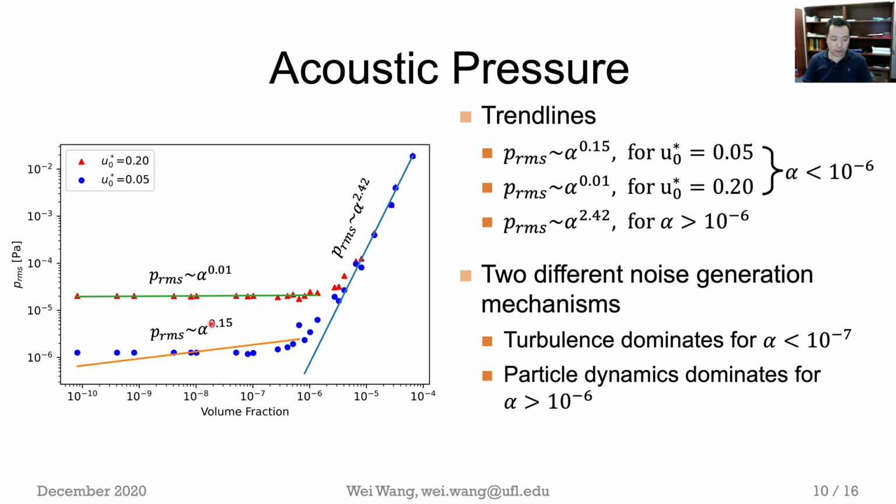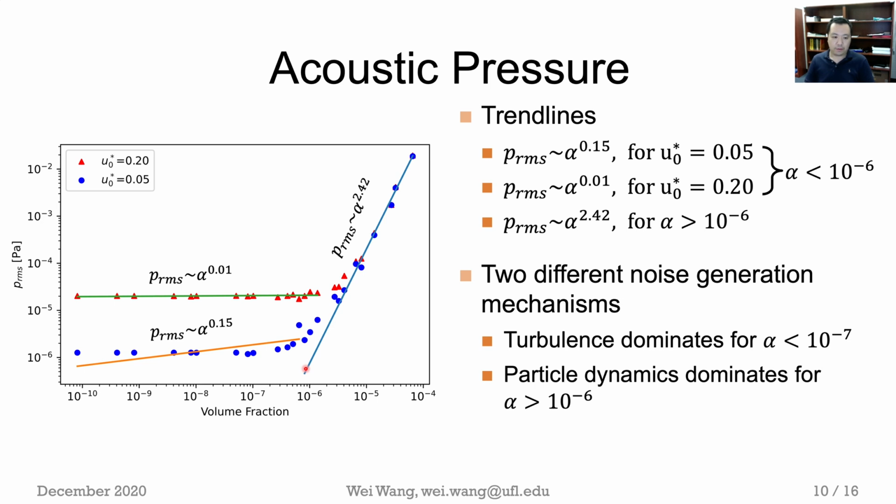We can see that changing the volume fraction doesn't impact the flow when it is lower than 10 to the power of -6. And if we fit a trend line here, the PRMS goes as volume fraction to the power of 0.01 and 0.15 for the U0 of 0.05 and 0.2 respectively, and that is really minimum influence on the acoustic pressure. And here we can see that the initial velocity actually makes the difference, and we can infer from that that turbulence dominates the acoustic pressure when the volume fraction is lower than 10 to the power of -7.